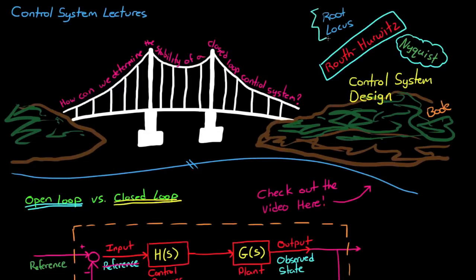As I said at the beginning, this video is just to whet your appetite and get you excited to learn about these techniques. Over the next few videos, I'll go into depth about 4 very popular methods for determining closed-loop stability and design. These are the Routh-Hurwitz criterion, the Nyquist plot, the root locus, and Bode plots. And I'll explain how we use each of them to design, tune, and ultimately understand our control systems.